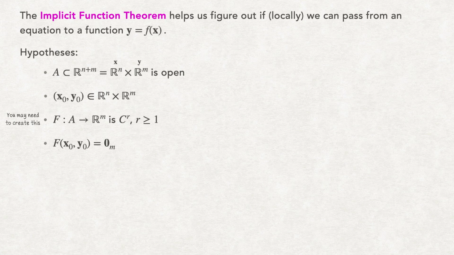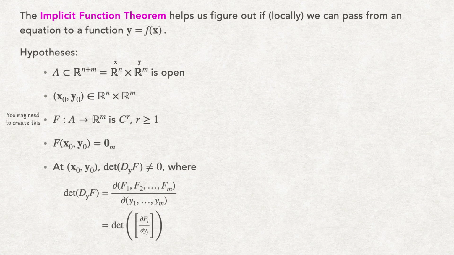Before I move on to the next hypothesis, these first four items are usually very fast to check. This is just saying, are you working in a nice open set at a specific point with a nice function? If you are, then here's the real test.